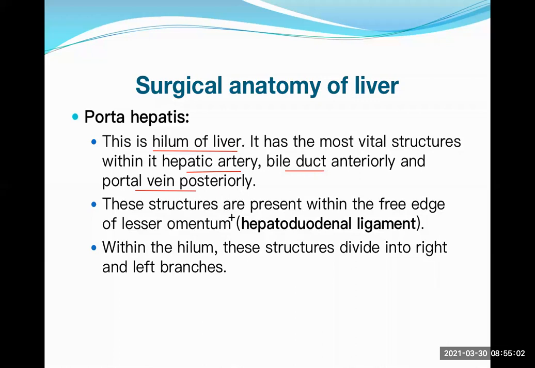Now, a very, very important question from the exam point of view for the students is this one. The hepatoduodenal ligament, also known as the lesser omentum. At the free edge of the lesser omentum, these three structures are present: the hepatic artery, bile duct, and the portal vein. Never forget this. Within the hilum, these structures divide into right and left branches, especially the hepatic artery and the portal vein. The bile duct, at that area, we call the common hepatic duct because it is formed by the union of the right and left hepatic ducts. The bile duct forms a bit below.